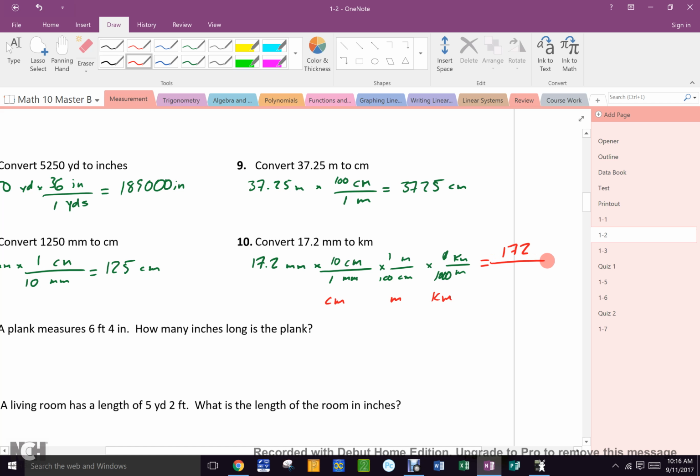What's on the bottom? 100 and 1,000. I got to multiply them, so it's going to be over 100,000. And then I can get my answer. Everybody cool? I just keep stacking it up. So if I ever have to go more than one step, I just fill in the steps following what already works. Everybody good? So if I wanted to go inches to miles, what would I do?